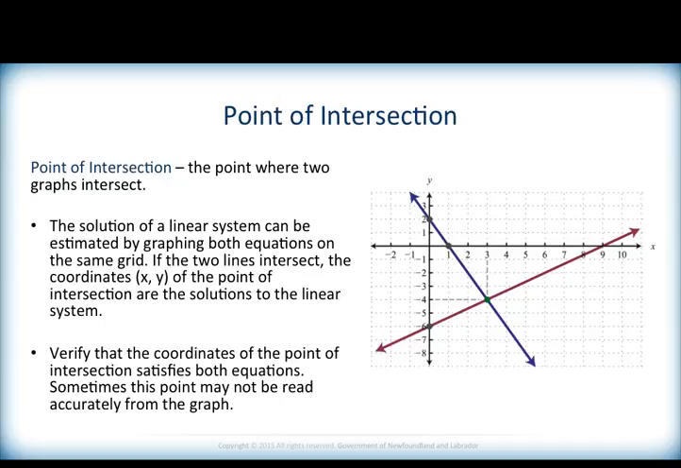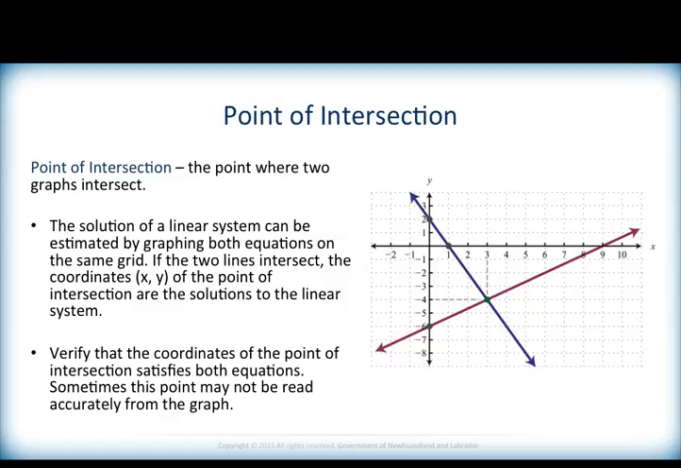So first, let's look at what a point of intersection means. Point of intersection is the point where the two graphs will intersect. The solution of a linear system can be estimated by graphing both equations on the same grid. If the two lines intersect, the coordinates x and y of the point of intersection are the solutions to the linear system.